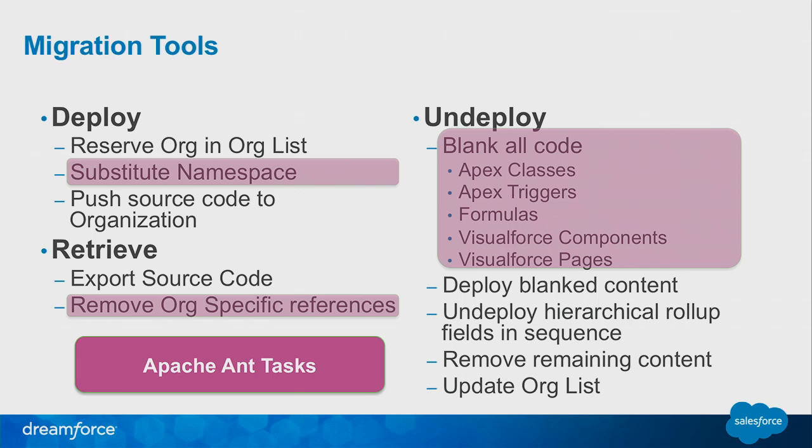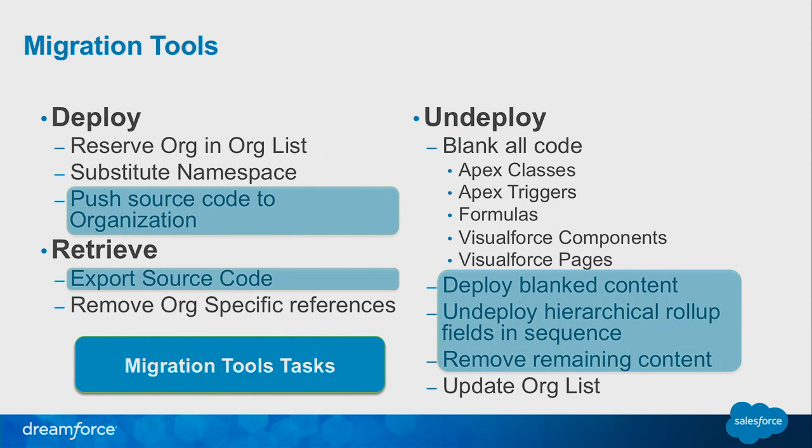So how do we get around that? Well, break all the dependencies. So we use Ant to blank all the code. So the classes now contain no code. They're just empty files, the triggers, formulas, all of that. Everything, it just becomes empty. So when that's pushed into Salesforce, then there are no dependencies between all those objects.